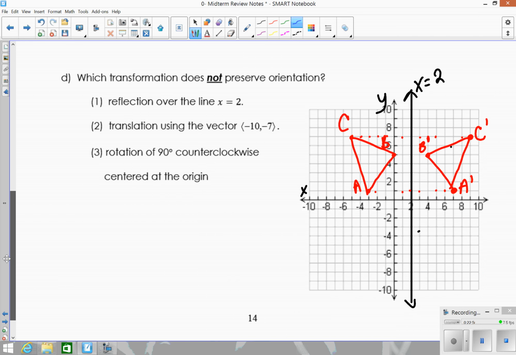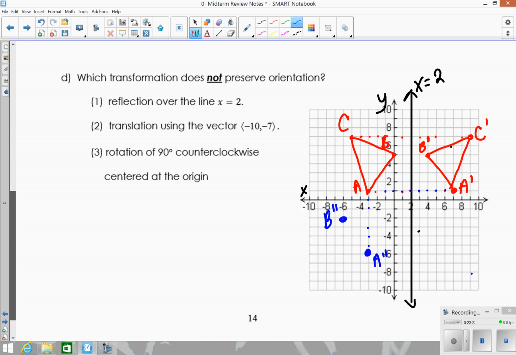So I'm going to use this, and I'm going to go left 10. So 1, 2, 3, 4, 5, 6, 7, 8, 9, 10. Then down 7. So 1, 2, 3, 4, 5, 6, 7. So that would be A double prime. B double prime is going to be left 10. So it's going to be over at negative 6. Then down 7. So 1, 2, 3, 4, 5, 6, 7.